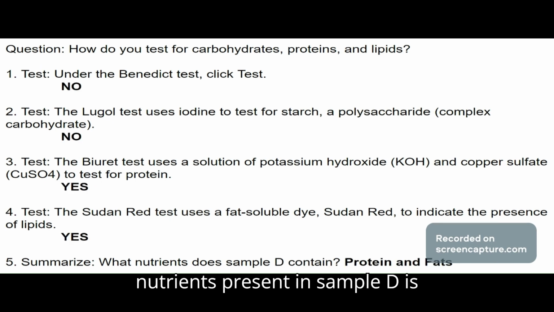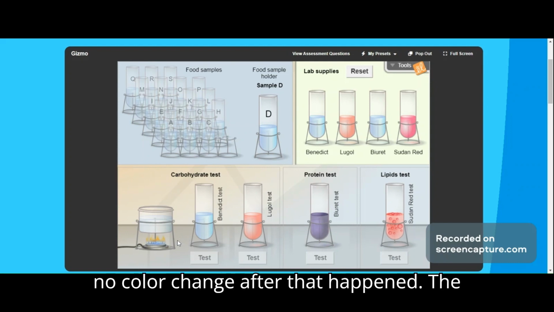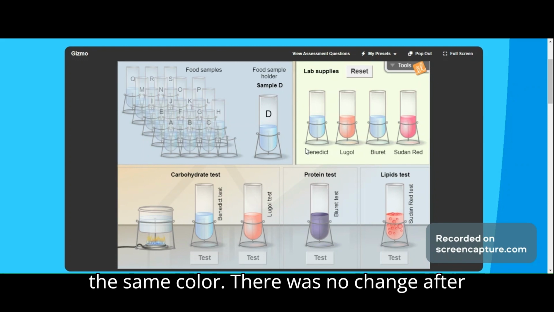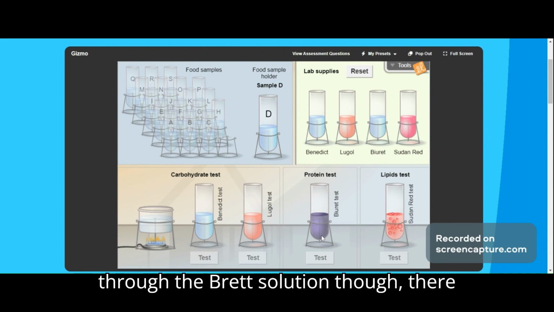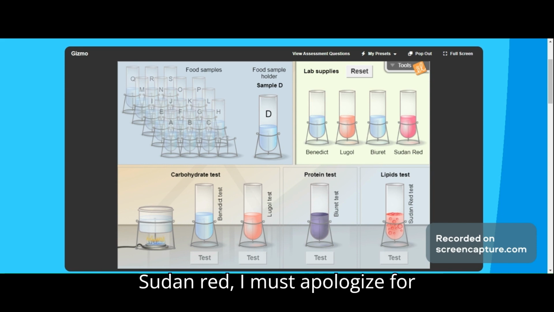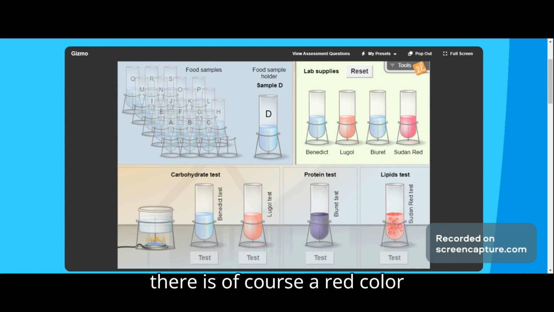The nutrients present in sample D are, of course, protein and fats, and that's just from the food tests that we have conducted. The Benedict test produced no color change. The Lugol test, as you can see, is still the same color, with no change. But for the protein test through the Biuret solution, there was a color change to purple. And for the Sudan red, I must apologize for saying red Sudan if I have, that's a slip of the tongue. For the Sudan red test, there is a red color change here with concentrated spots of the lipid.